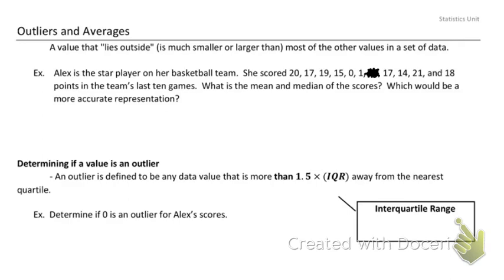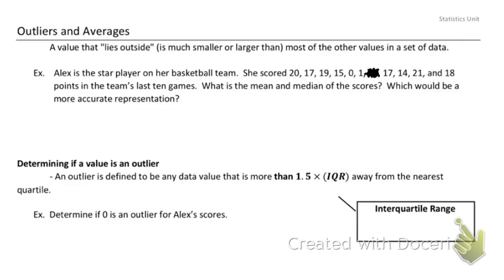So let's first look at those numbers. Which two numbers really stand out to you as being different than all of the other ones? Yeah, 0 and maybe the 1. Yeah, 0 and 1. Those seem different than all the rest of them, right? I mean, she scored 20, 17, 19, 15, 0, 1, 17, 14, 21, 18. Don't those seem like anomalies? Maybe she was hurt. Maybe something happened in those two games. But don't those just stand out to you as being different than the rest?